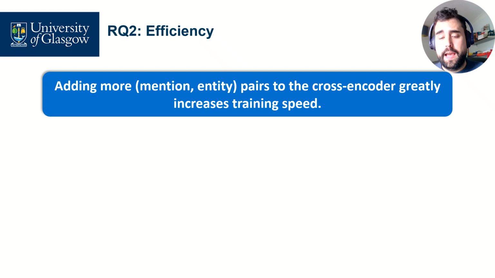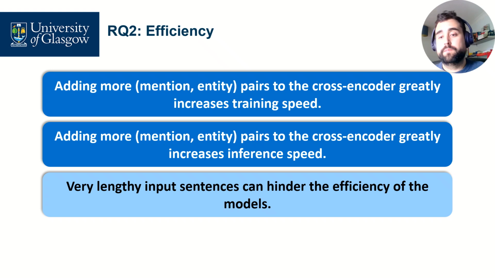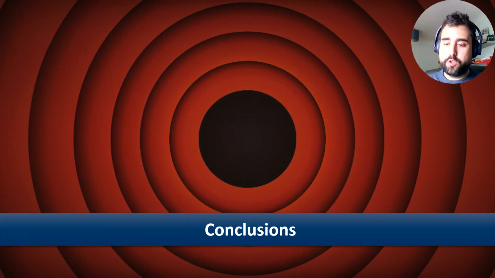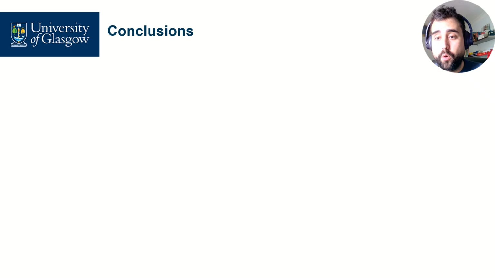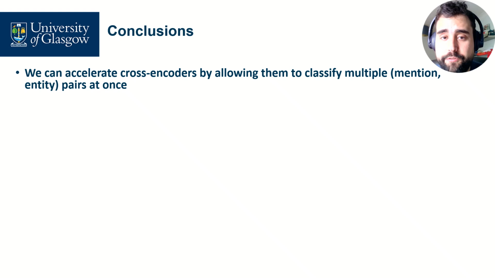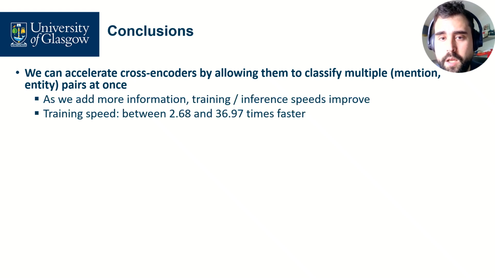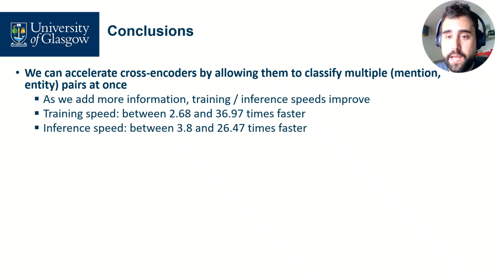But in conclusion, adding more mentioned entity pairs to the cross-encoder will increase its training and inference speeds. Let's take care of the very long sentences, but this is what we wanted. We wanted a model that improved training and inference speeds. So to wrap up this talk, we have shown that we can accelerate cross-encoders vastly by allowing them to classify multiple mentioned entity pairs at once. Generally, the more information that we add to the transformer, the faster it will be. The fewer calls we make, the faster it will be.